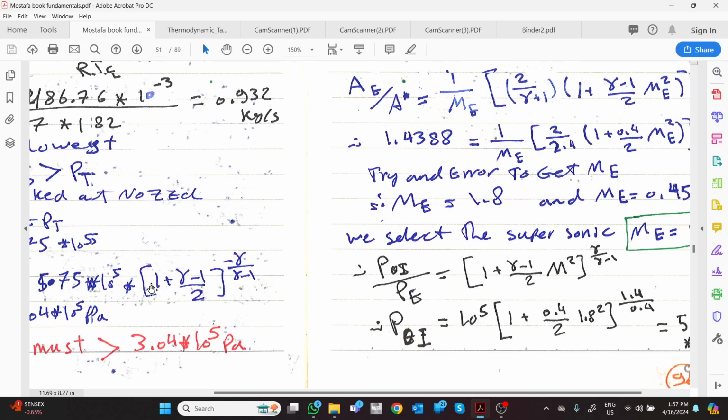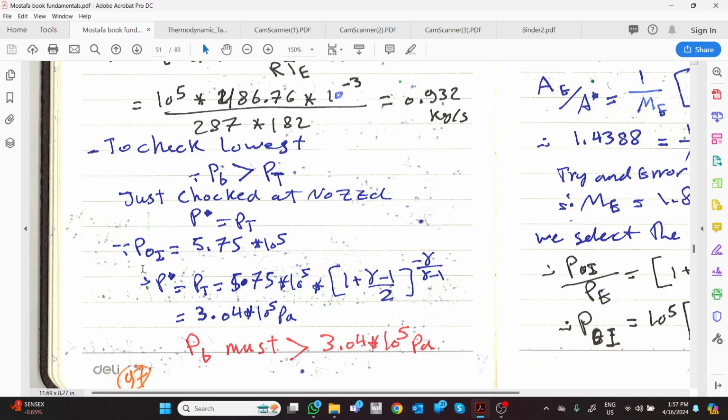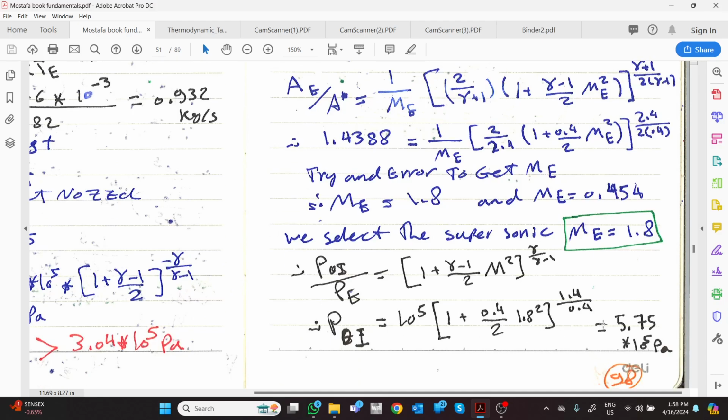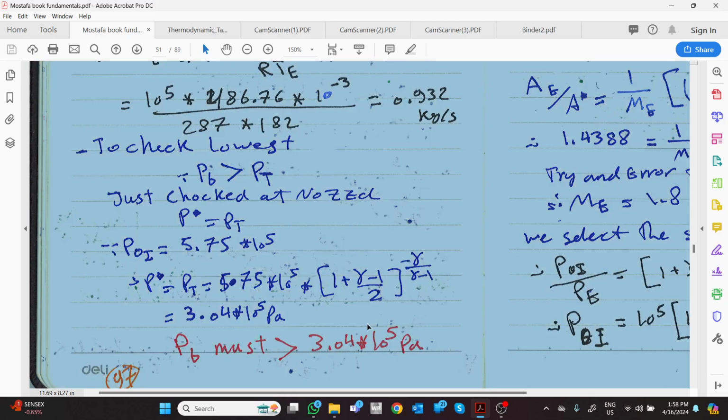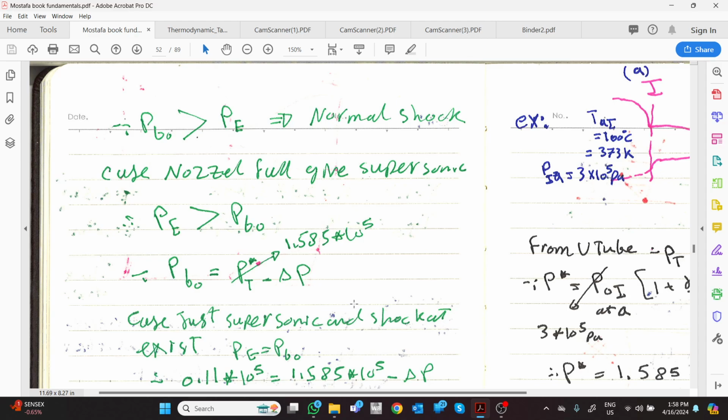Returning back, because we know that P star or P throat equals the stagnation pressure multiplied by this factor, and the stagnation pressure is from the reservoir, we get P throat. So the back pressure must be bigger than or equal to this number to be subsonic or just sonic. And the case of the nozzle, the case of a full nozzle.